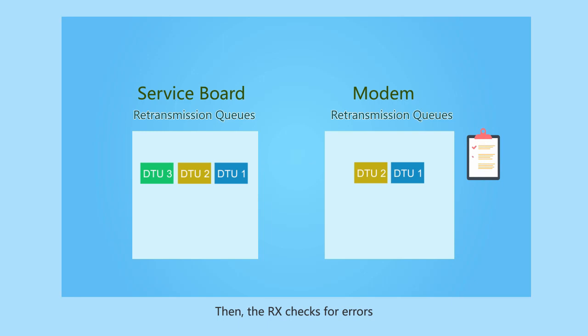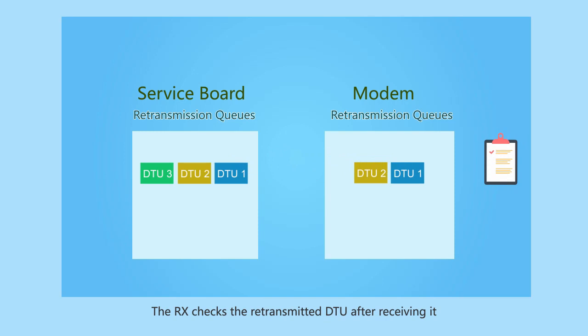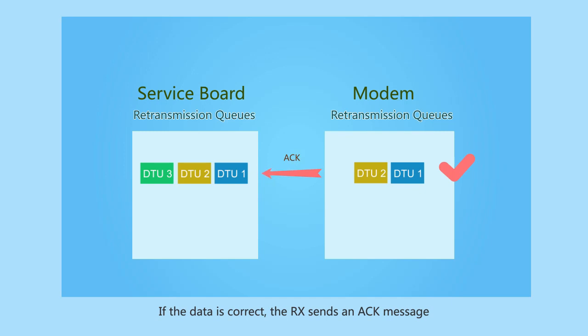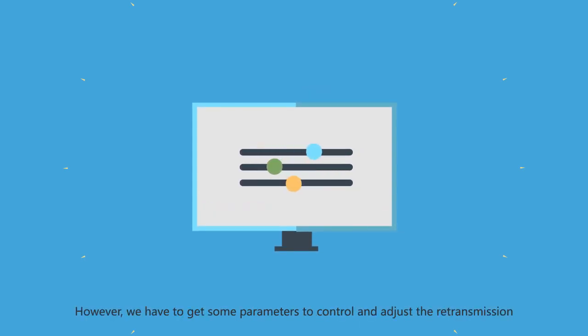Then, the receiver checks for errors. If the receiver detects data errors in a DTU, it will request a retransmission from the transmitter. The transmitter retransmits the DTU upon receiving the request. The receiver checks the retransmitted DTU after receiving it. If the data is correct, the receiver sends an ACK message. The retransmission ends. The whole process is quite simple. However, we have to set some parameters to control and adjust the retransmission.